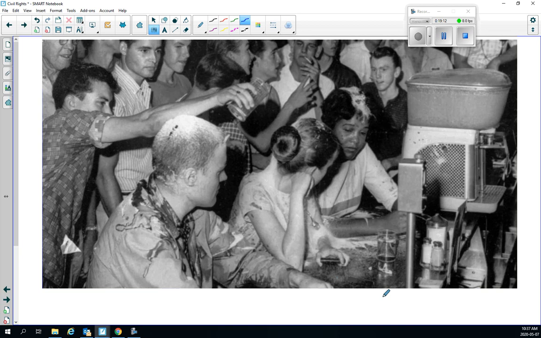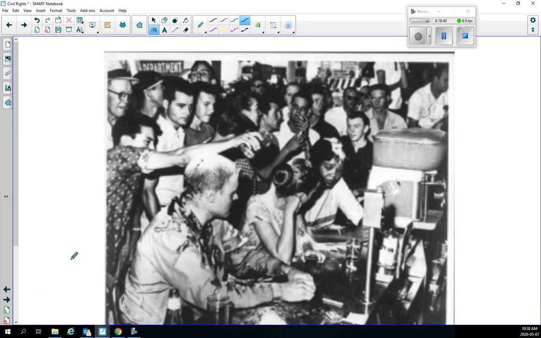Here's a picture I always find very disturbing. All they're doing is sitting there, and they're suffering abuse from the white mob. Stuff's being dumped on their heads, and sugar, mustard, ketchup, anything they could do to humiliate them, they did. And some were beaten up. One was knocked unconscious, and all they were doing was sitting there. Again, non-violent protest. It's risky, it's dangerous, but it can be very effective.